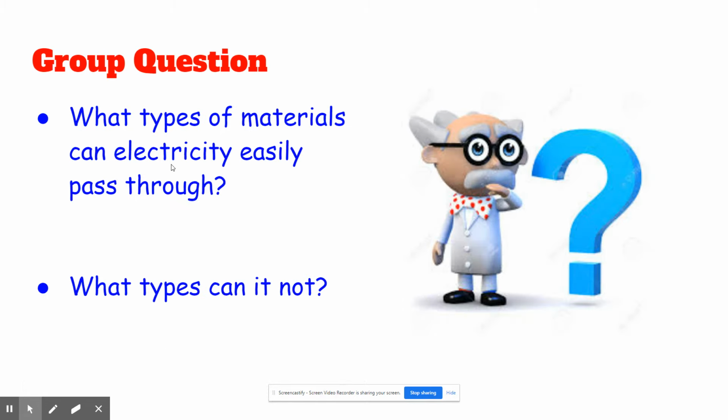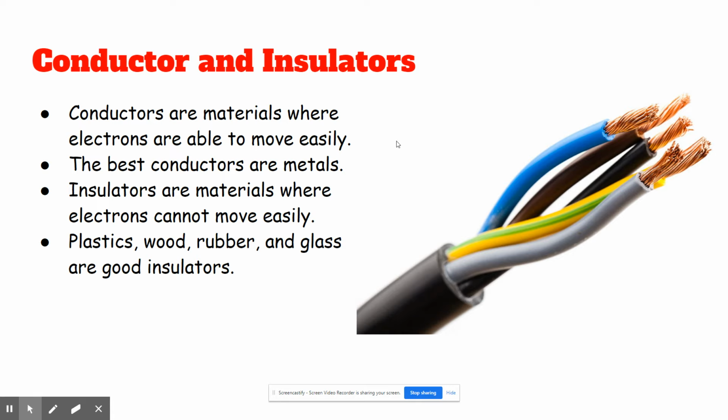What types of materials can electricity easily pass through? What types can it not? Well, conductors and insulators. Conductors are materials where electrons are able to move easily. The best conductors are metals. Insulators are materials where electrons cannot move easily. Plastics, wood, rubber, and glass are good insulators. We have our wires here. Right here are our conductors, and they're surrounded by insulators to keep the charge inside the wire.